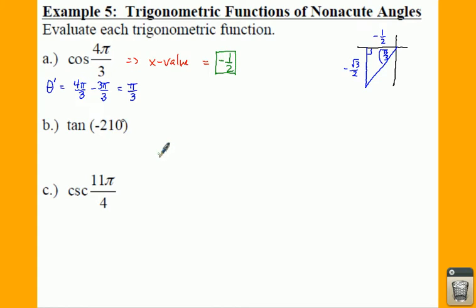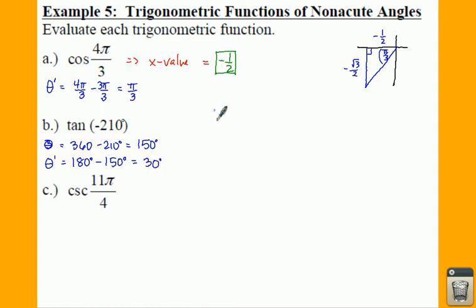Now for B, we need to figure out our reference angle here. If you're at a negative 210 degrees, that is 360 minus 210. That puts you at 150 degrees. So if we're going to figure out a reference angle, 150 degrees puts us in quadrant 2. You're going to take 180 degrees minus 150, and so that's going to give you a 30-degree angle.